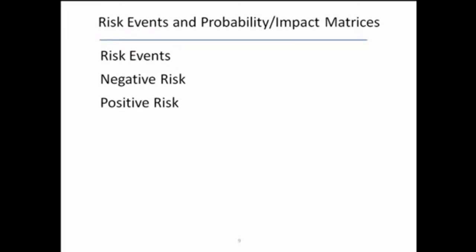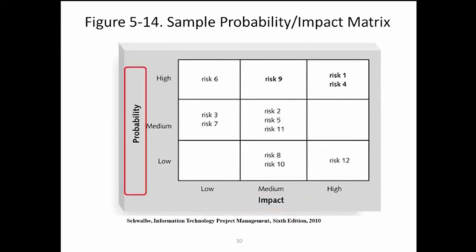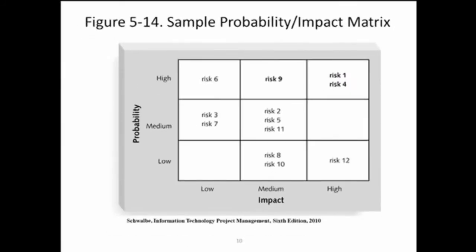Let's look at how you can chart the probability and impact of risk events on a matrix. The impact of the risk is on the horizontal axis. The probability of the risk is on the vertical axis. There were 12 risk elements identified for this project, or in this chart. They are charted according to their impact and probability. So you can see that risk 1 and 4 in the top right quadrant have a high impact on the project and a high probability of occurring. So understanding and planning for these are most critical to the project's success.